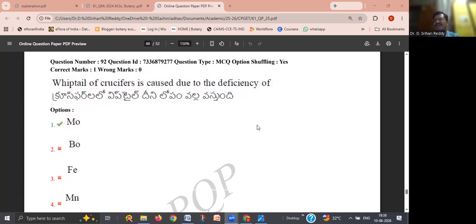So there are different deficiencies we can observe in plants. Due to molybdenum deficiency, we observe the whiptail of crucifers. Crucifers means Brassicaceae family members. We find this whiptail, just like a tail, like the whip we use for horses. Okay, next.